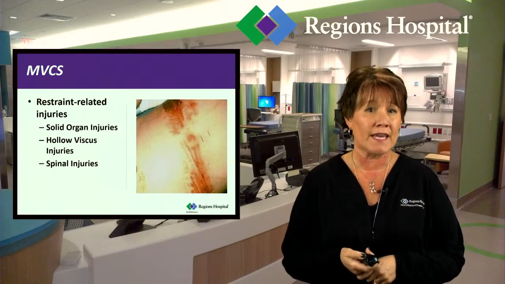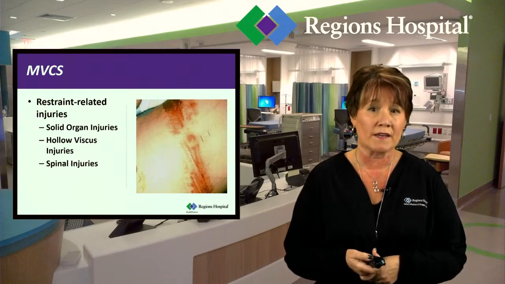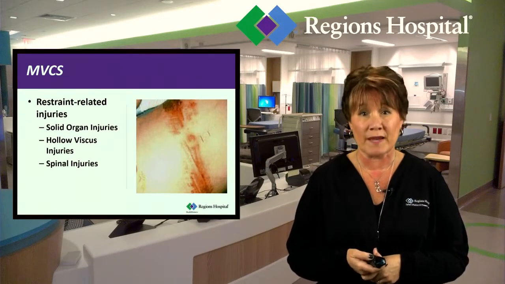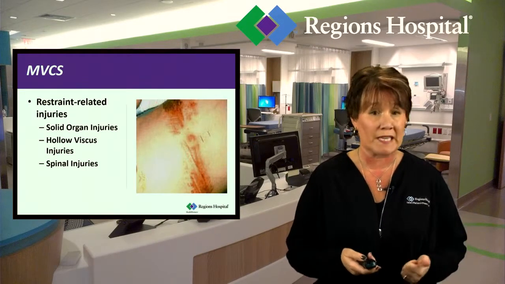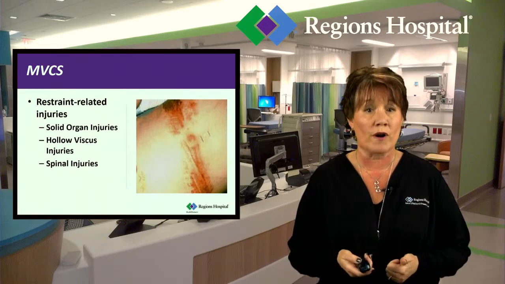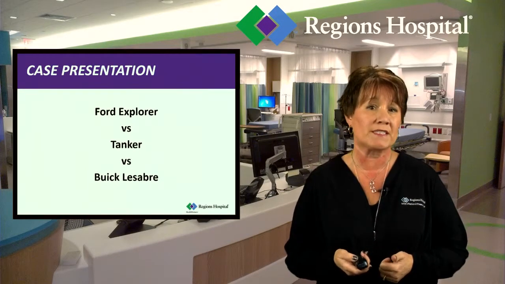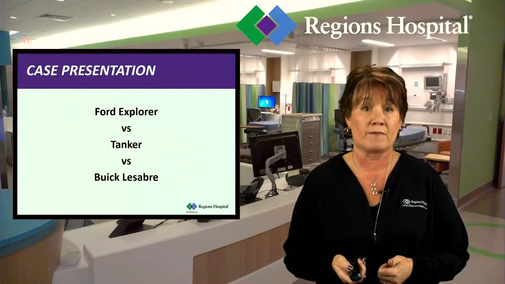Let's look specifically at restraint-related injuries. When we know that the child is coming in with a seatbelt sign, which is what you see on your screen, we can expect some of the following. Potentially a solid organ injury, which could be your spleen or your liver, potentially a small bowel injury, or lower spinal injuries. Let's take a look at a case presentation with a Ford Explorer, a tanker, and a Buick LeSabre.